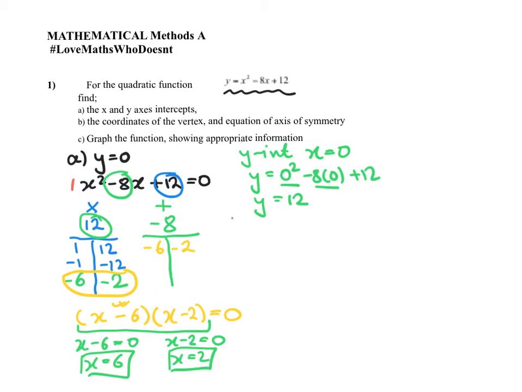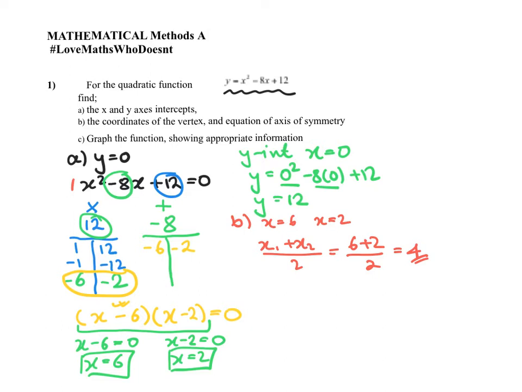Part B now. To find the coordinates of the vertex, we're going to use the x-intercepts, x equals 6 and x equals 2. We put them together: x1, which is 6, plus x2, divided by 2. In our case it's 6 plus 2 divided by 2, and it gives us 4. So the x-coordinate of the vertex is 4.